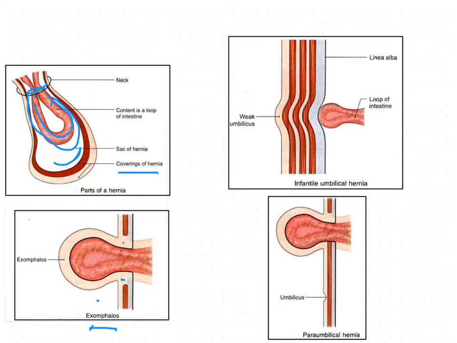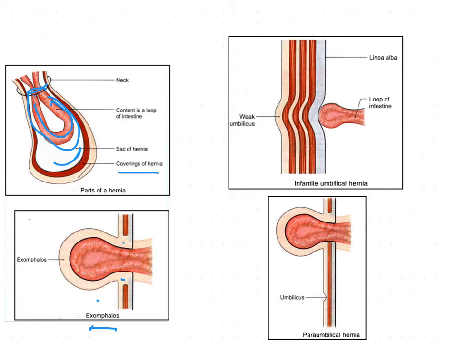Next one is strangulation. When the arterial supply is blocked, then the loop becomes necrosed. Okay, so because of this narrowing, the blood supply, the arterial supply, is blocked to the loop, and then the loop is going to become necrosed. Okay, so these are the complications of this hernia.